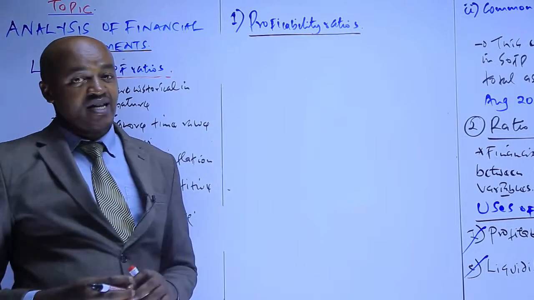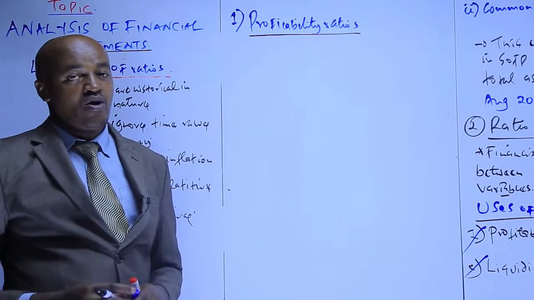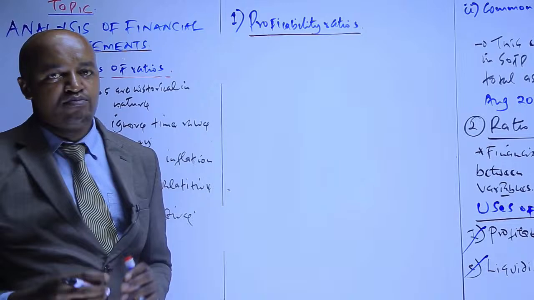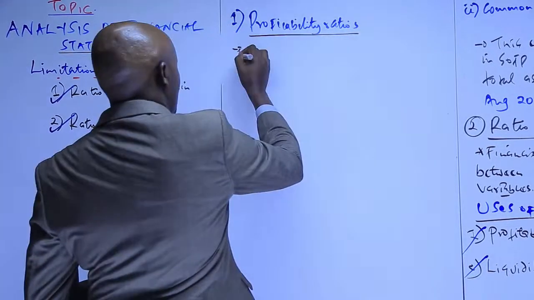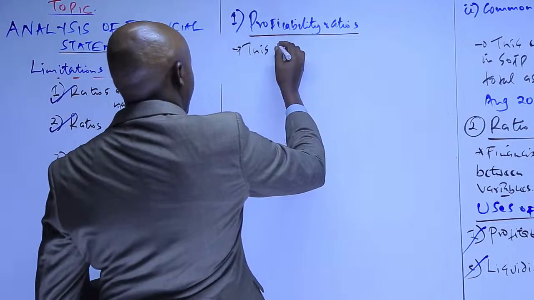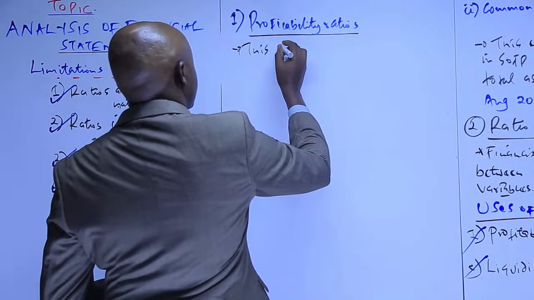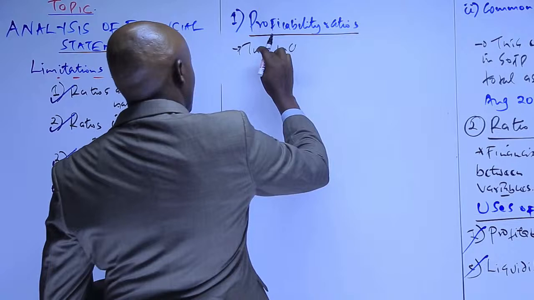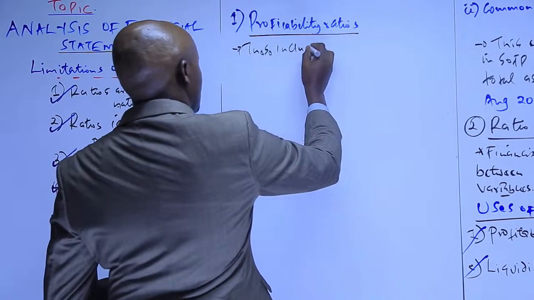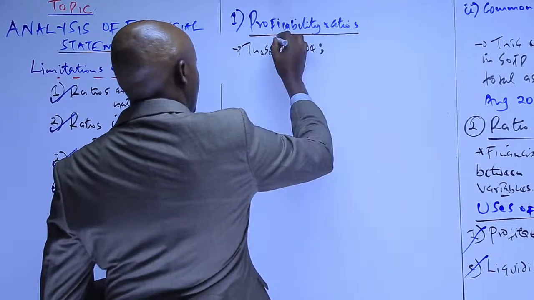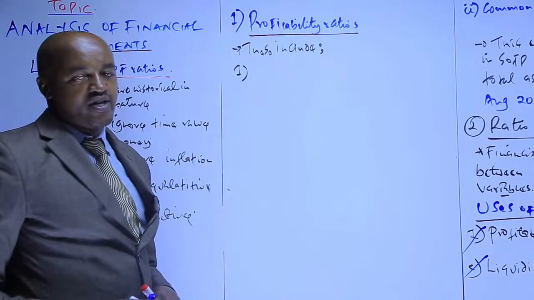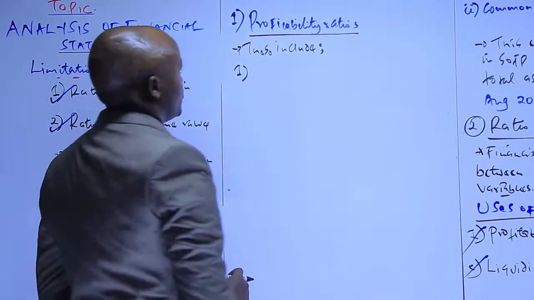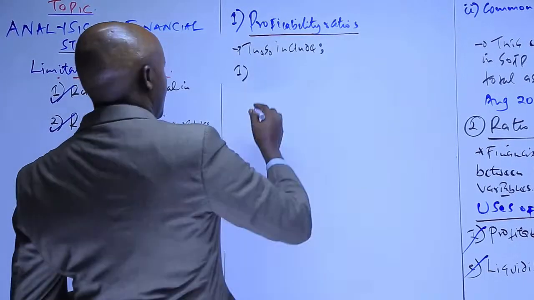Say that is equally due to what? To the poor performance of the management team. So which are some of the profitability ratios which may be computed? So we can say these ratios include... And what is important as far as these particular ratios are concerned is to remember the formula, because without remembering the formula, you can't be able to tackle any question on ratios.